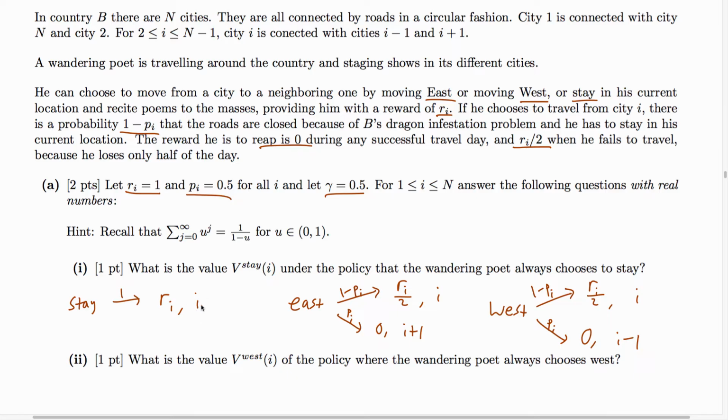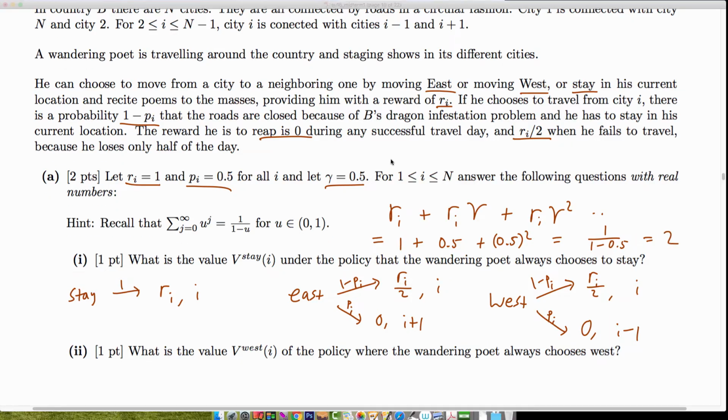So this means that in the first step, you'll collect r sub I, and then in the second step, you'll collect r sub I with a discount factor. The next step, you'll collect r sub I with 2 discount factors, and so on until infinity. If you plug in the values, this gives me a 1 and a 0.5 and a 0.5 squared. If you evaluate this as an infinite geometric series, I have a over 1 minus r, and that gives me a total value of 2.